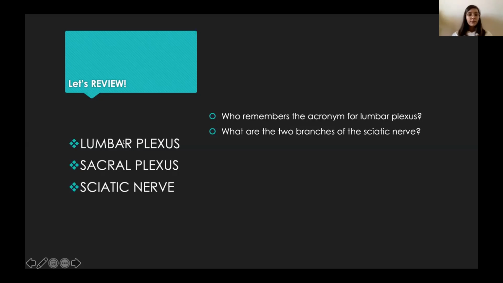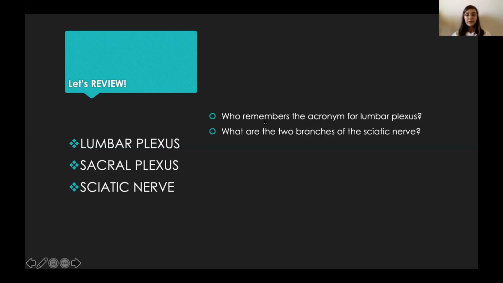So I jotted down the big topics that we want to think about in this gluteal and posterior thigh region. So lumbar plexus is one of them, sacral plexus is going to be a big one, and then sciatic nerve. So I have two questions for you guys to think about before we move on to the next slide.